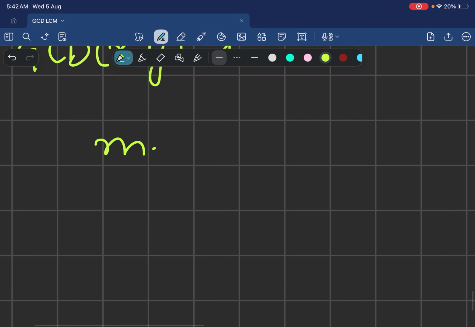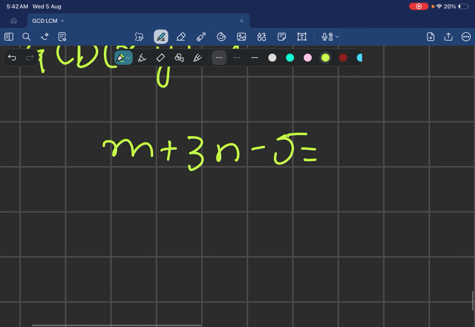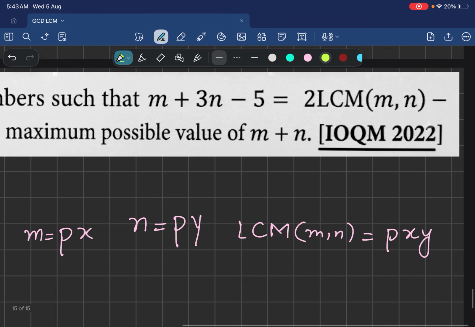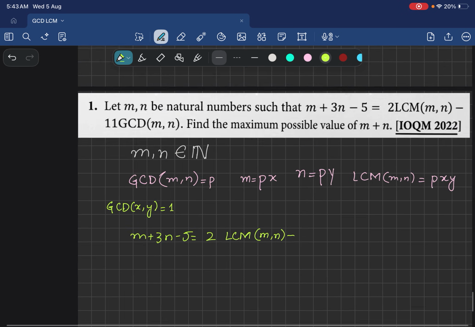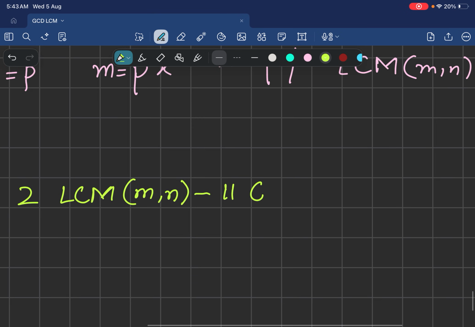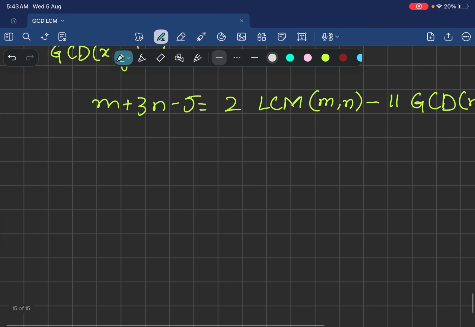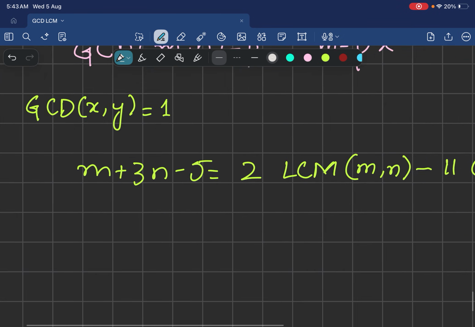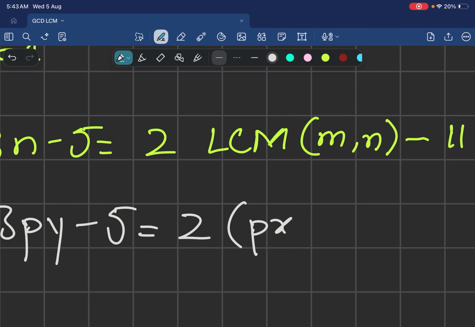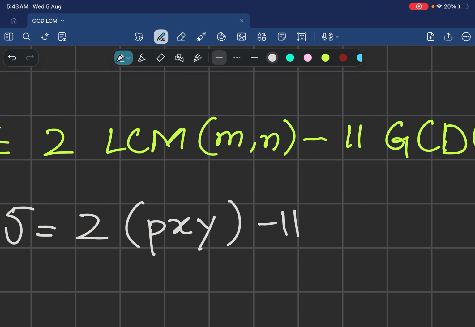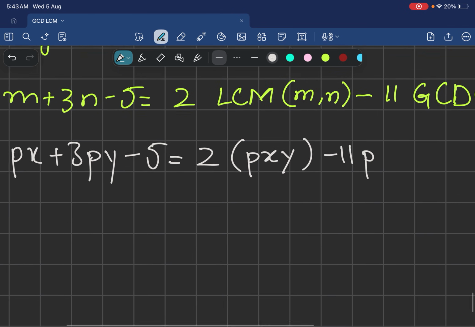So the equation we have been given is m plus 3n minus 5 is equal to 2 LCM of m, n minus 11 GCD of m, n. So plug in the value of m, which we know is px. This is px, this is 3py, this is minus 5, this is 2 times LCM, which is equal to pxy, this is 11, and GCD is equal to p.